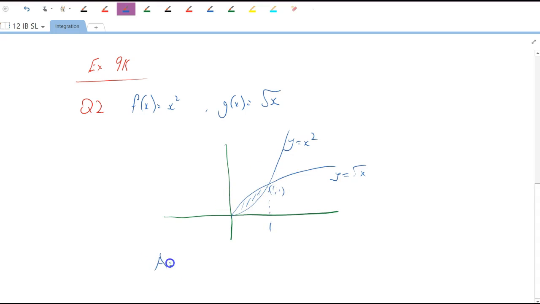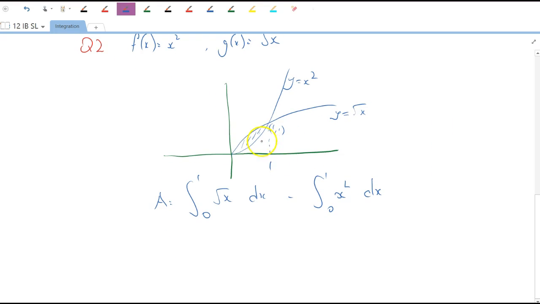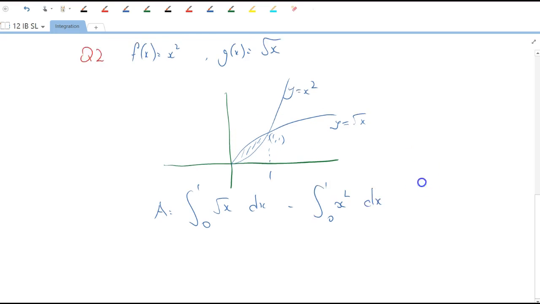It's going to be the integral between 1 and 0 of square root of x dx, that's the top curve, minus the integral between 1 and 0 of x squared, which is the underneath curve. If we evaluate that, we'll get this area in here, won't we? Because this integral gets me the whole lot. That integral gets me just this white bit. So I do a subtraction, and I'm left with the area in between the two curves.